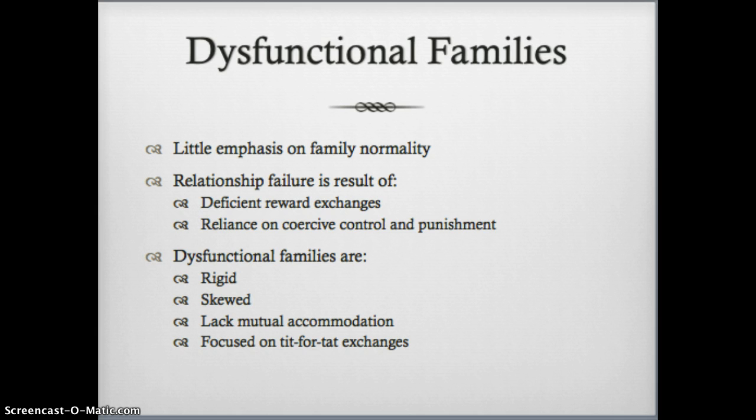and there ends up being some problems. So dysfunctional families are also rigid, and they tend to be skewed. They don't have a lot of flexibility.